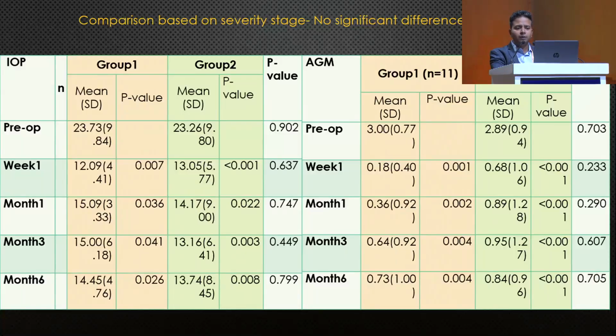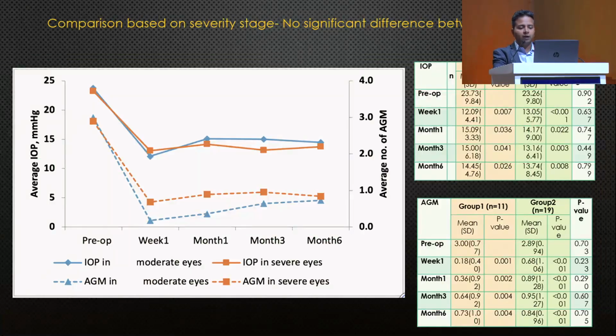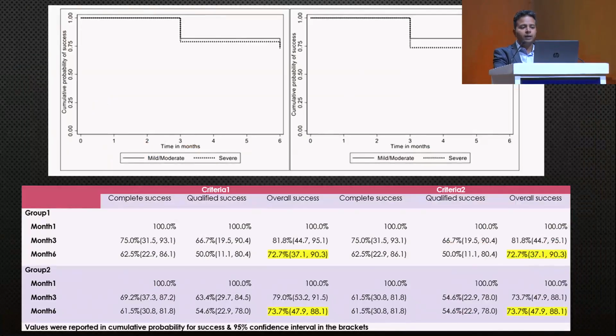If we compared the 2 groups, the moderate and the advanced group, the outcomes were almost the same. There was no significant difference between the 2 groups, and they had a good IOP reduction in both groups. If we look at the success criteria, both criteria 1 and criteria 2 had good success at the end of 6 months, around 73.7%, in both group 1 as well as group 2.